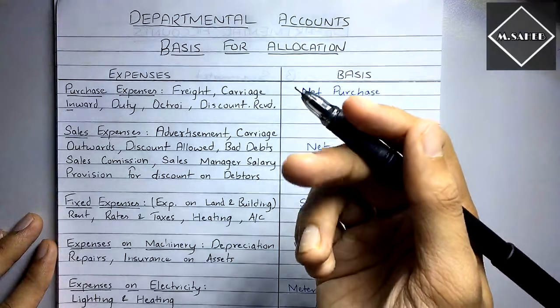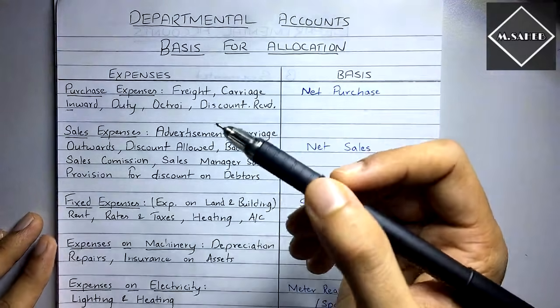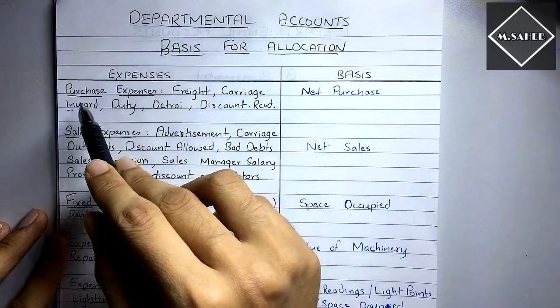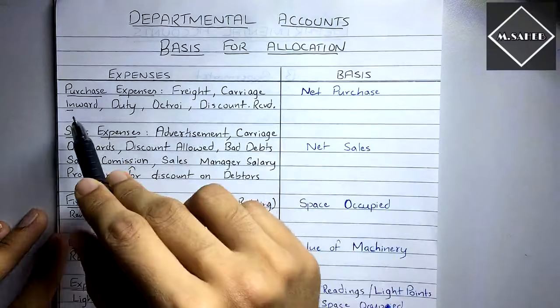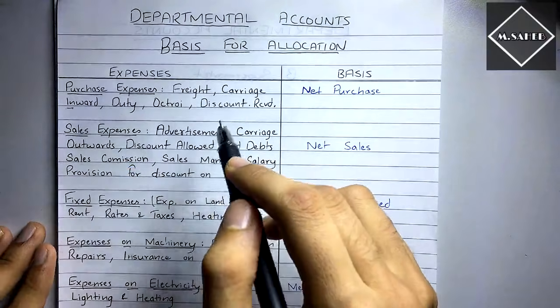You need to pay for shipping, right? Yeah, of course you need to pay for shipping. So that's what is happening over here. Purchase expenses. So you might have to pay freight, you might have to pay carriage inward. In the business you have to pay carriage inward.